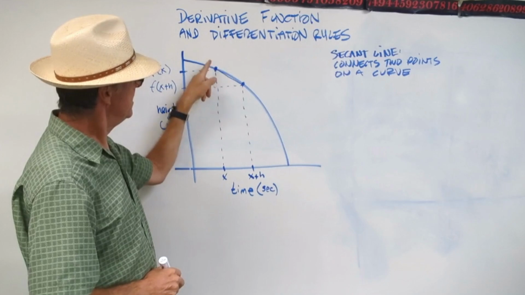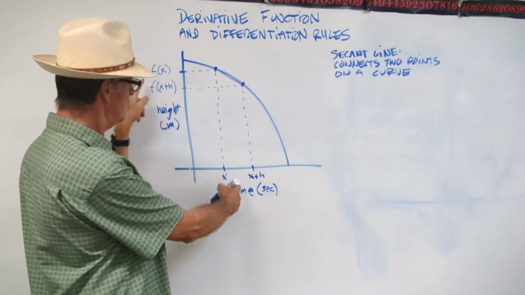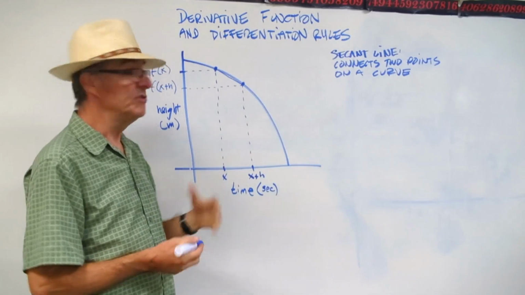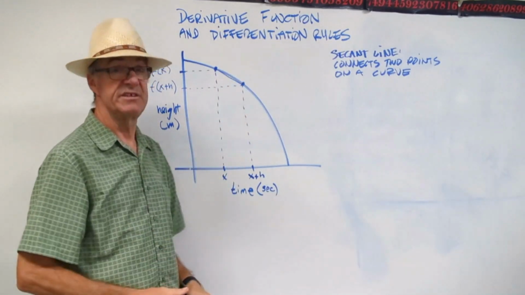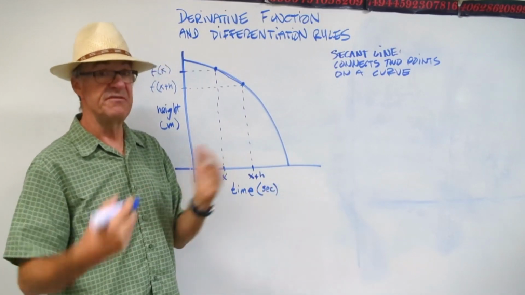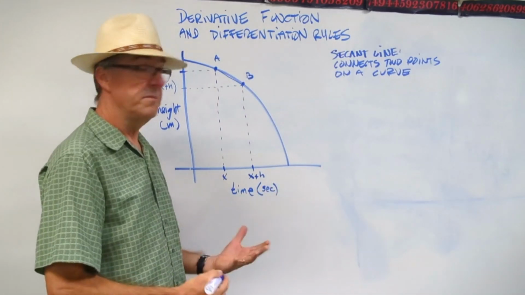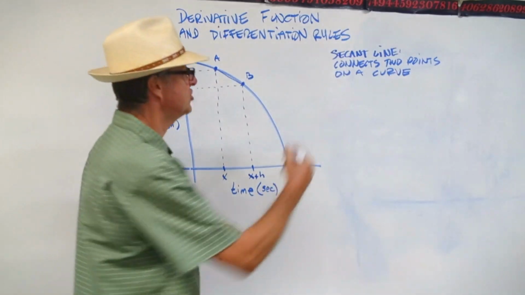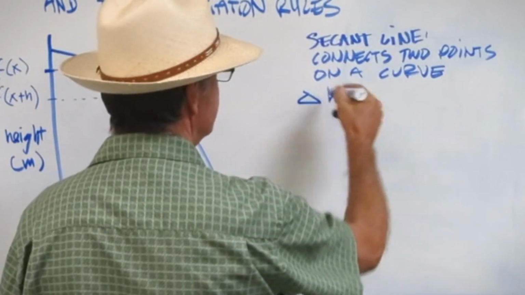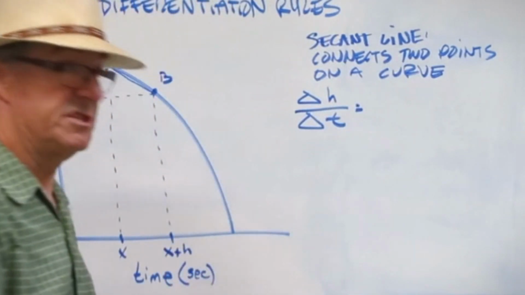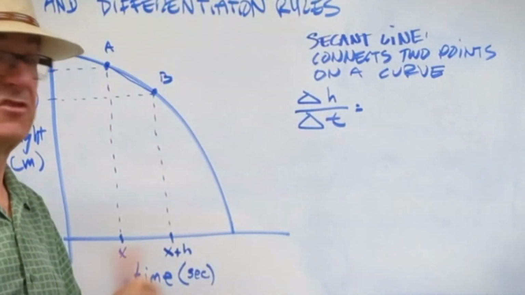If I calculate the average speed between this time and that time, then I can figure I'm getting closer to finding out what the exact speed is at that point. So what would that be? Speed is distance divided by time. So what we would do to find the average speed between A and B is we do the change in height over the change in time. That's the definition of speed, change in distance over change in time.